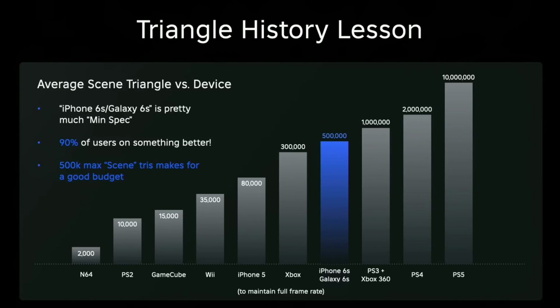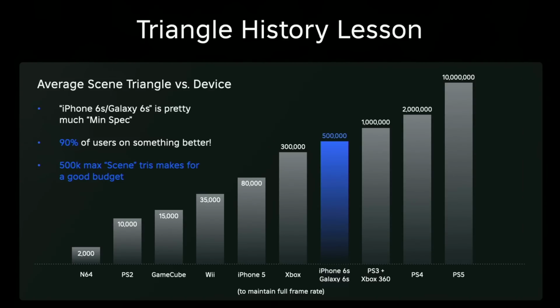So this graph tells us how many triangles a bunch of different devices over time could comfortably render and stay at 60 frames per second. All the way back on the left, we have the Nintendo 64, which could render about 2,000 triangles per frame and stay on 30 frames per second, because it was a 30 frames per second device. And all the way on the right, we have the PlayStation 5, which has a scene triangle budget of about 10 million, because that thing's a beast.